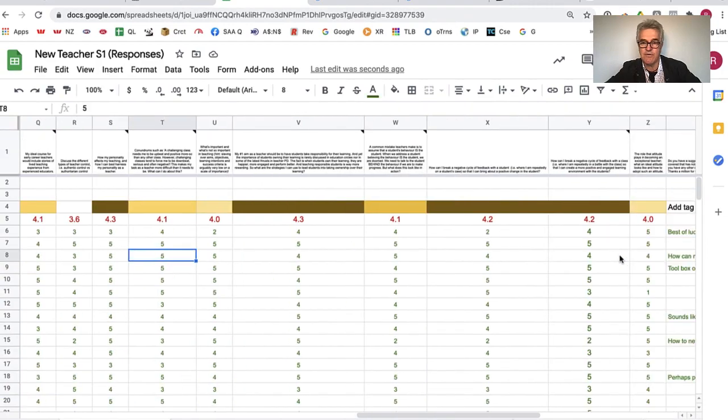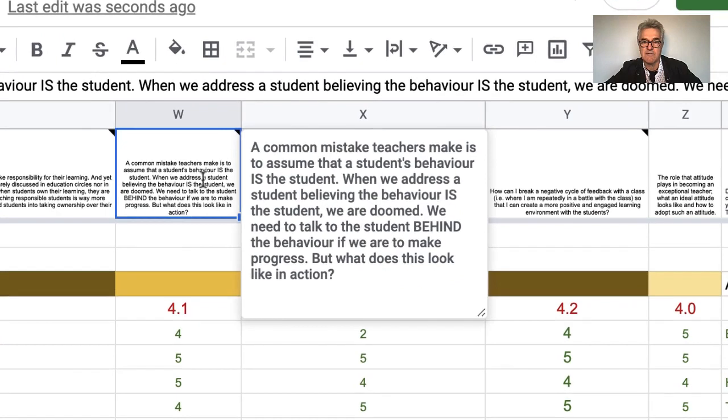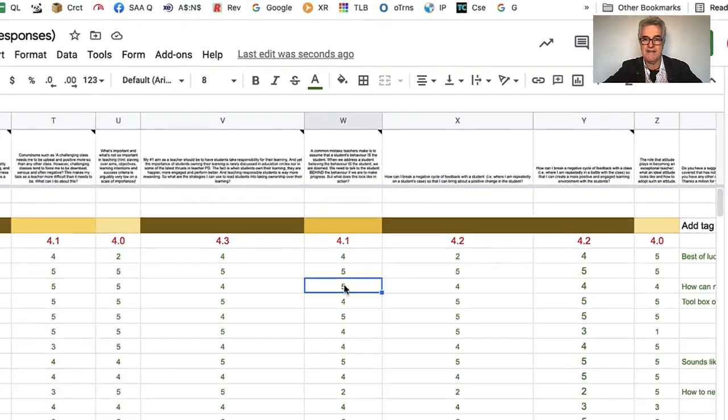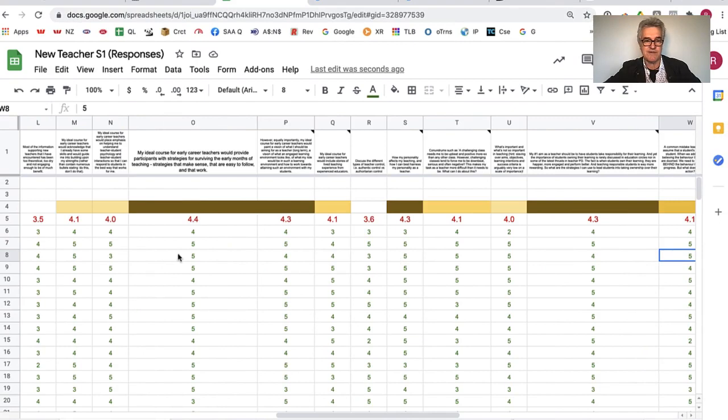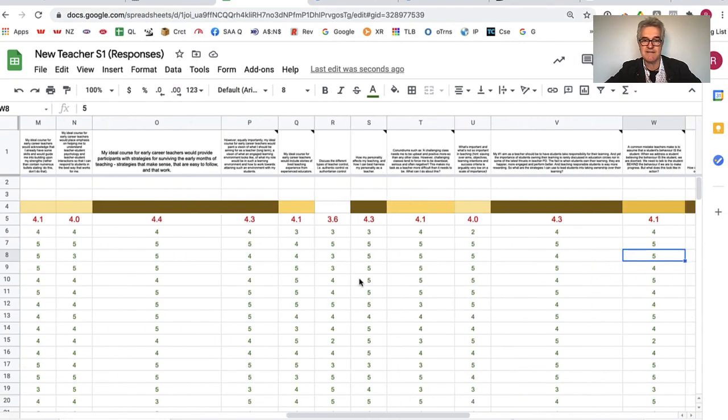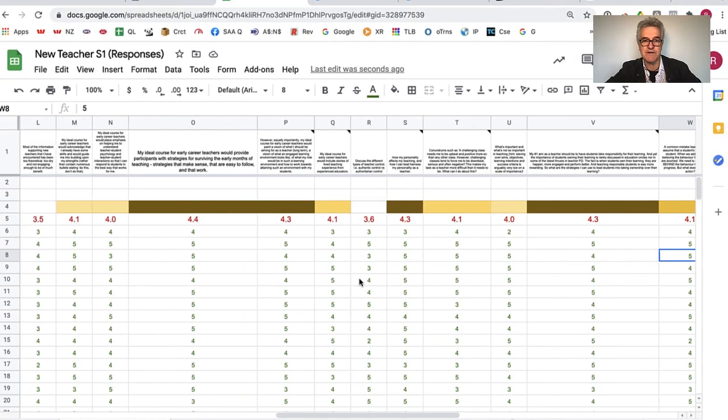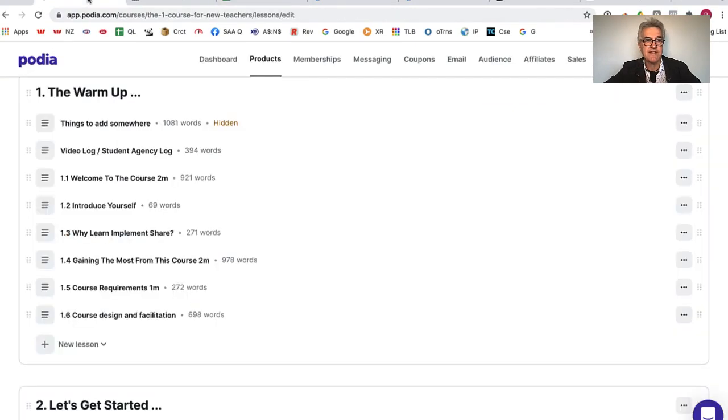And do one more, this 4.1 here. A common mistake is to assume that a student's behaviour is the student's. And again, we talk about this. This was a major revelation that I had later in my teaching career. And that is also an important little tidbit in the course. So, very happy that pretty much everything rated highly, but there was some affirming feedback that this course is what people are looking for. So that's the survey. Let's now look at the actual course.